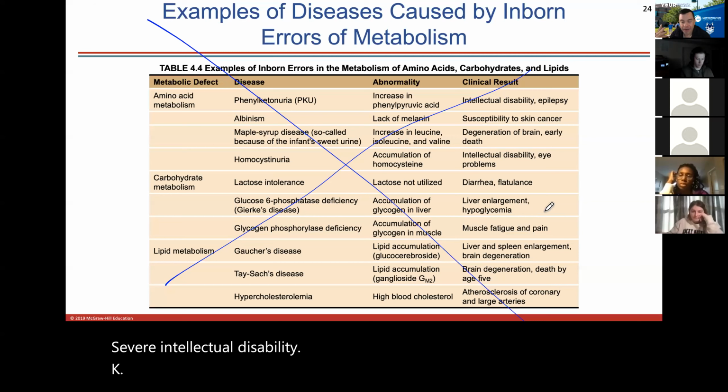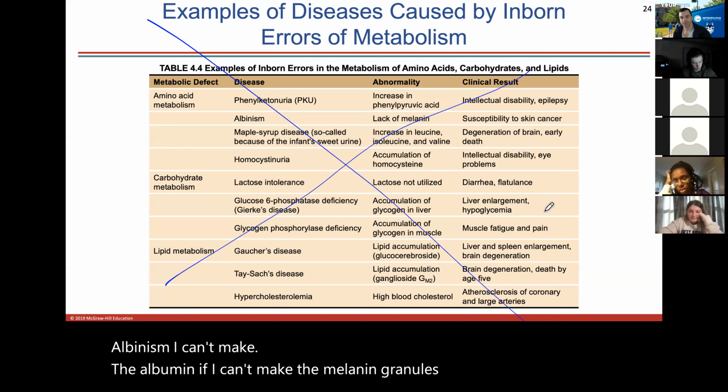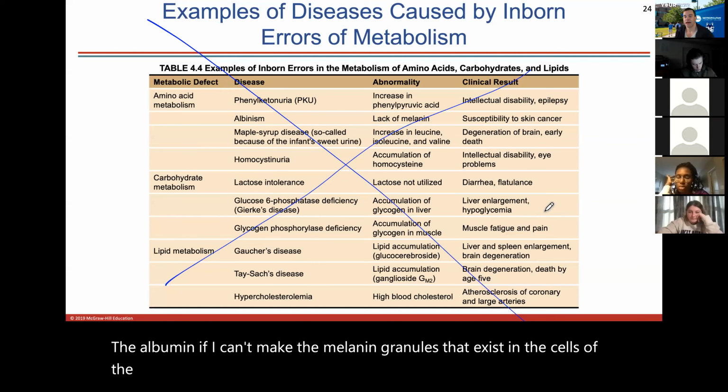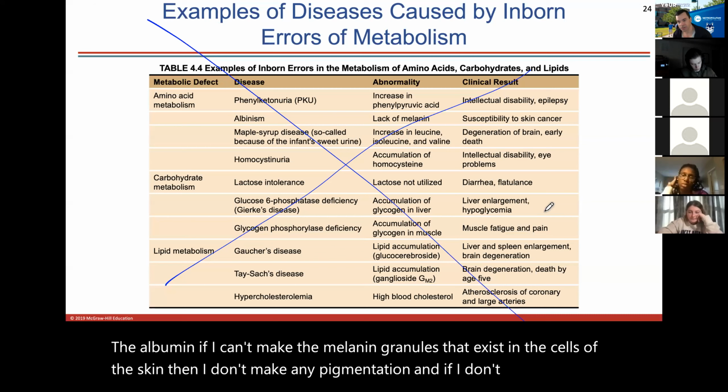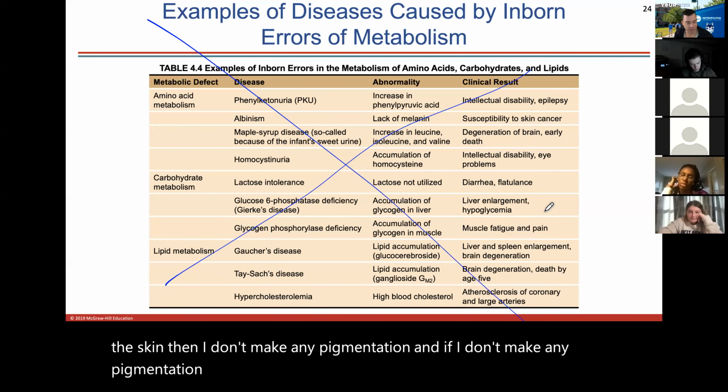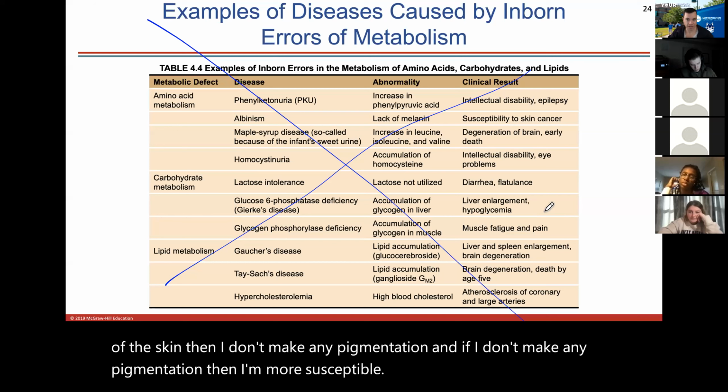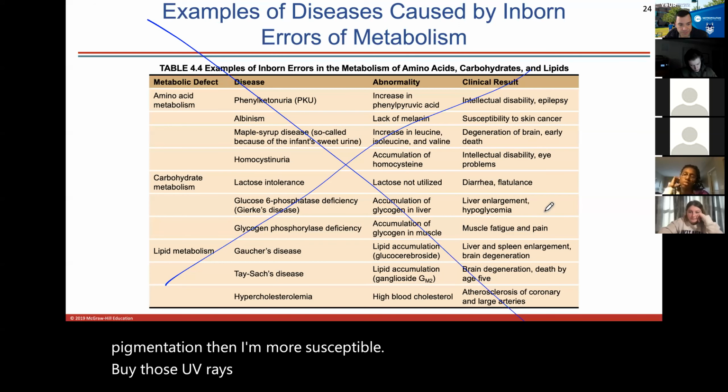Albinism. If I can't make the melanin granules that exist in the cells of the skin, then I don't make any pigmentation. And if I don't make any pigmentation, then I'm more susceptible to those UV rays causing skin cancer.